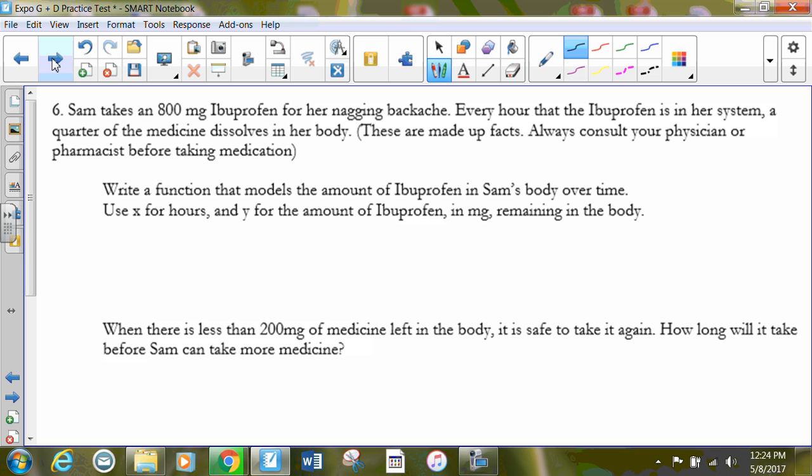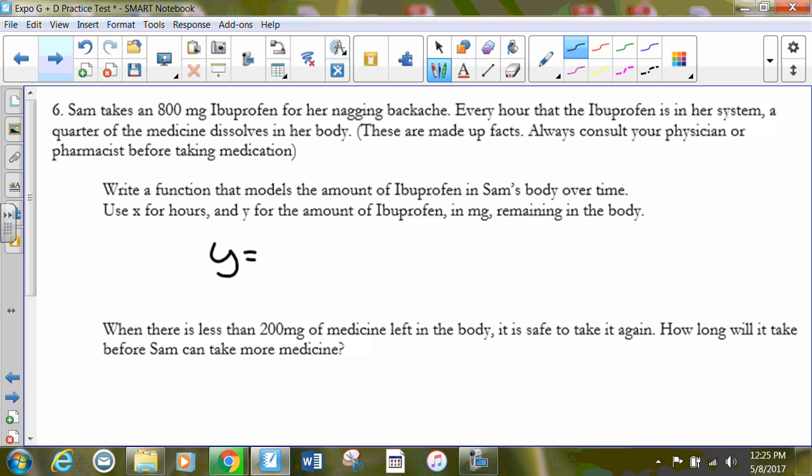Sam takes an 800 milligram ibuprofen for her nagging backache. Every hour that the ibuprofen is in her system, a quarter of the medicine dissolves in her body. These are made up facts, of course. All right, so write a function. Every good function starts with y equals. Initially, once Sam takes the 800 milligrams of ibuprofen, that's the initial amount of ibuprofen that's in her body.